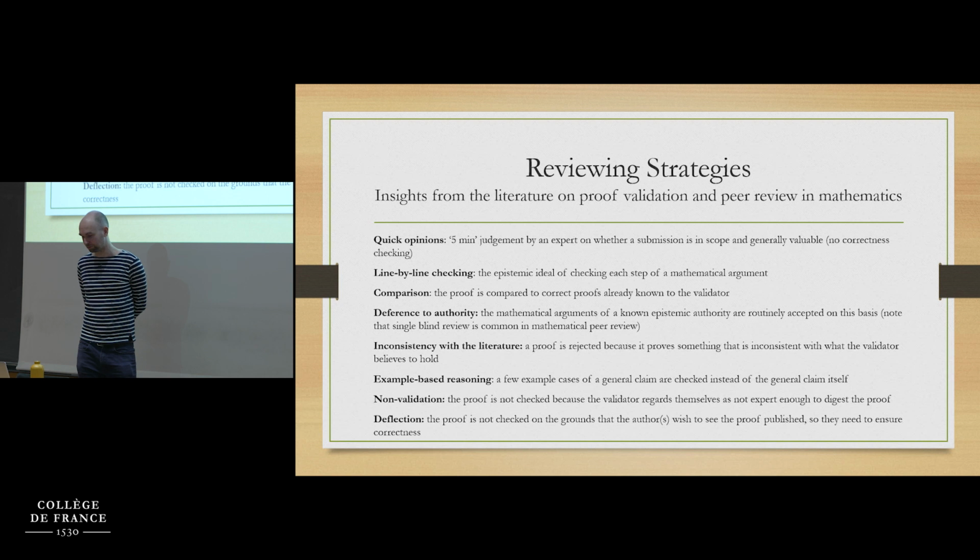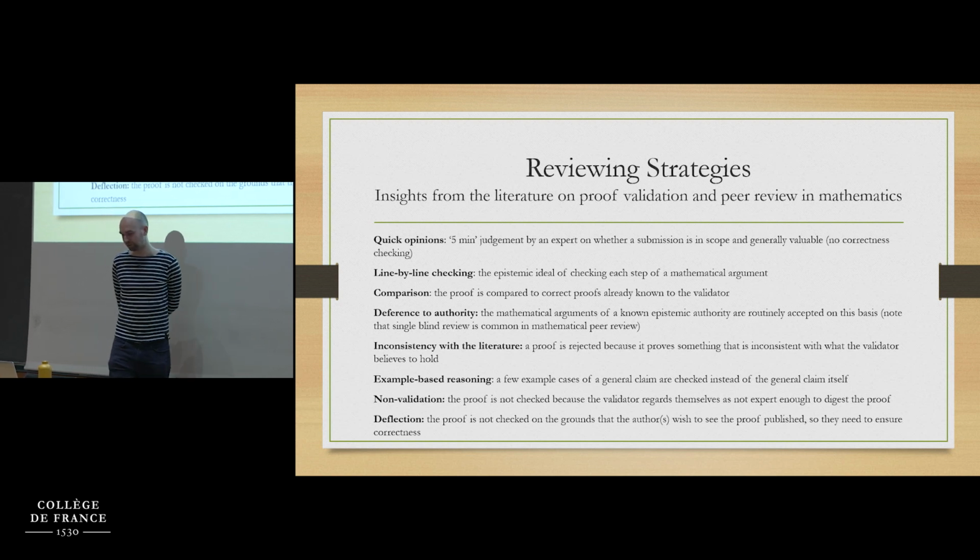As all these strategies are, they're all fallible strategies. Non-validation is a nice one, where the proof is not checked because the validator regards himself as not expert enough to digest the proof. Or deflection is perhaps my favorite. The proof is not checked on grounds that the authors wish to see the proof published, so they need to ensure correctness. So it's the author's job to ensure correctness.